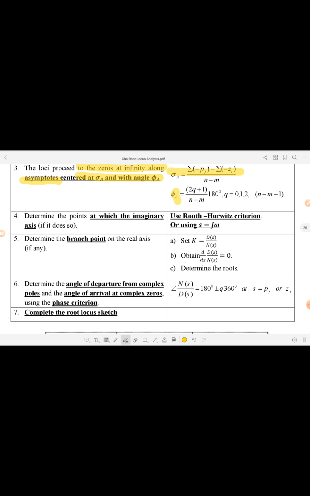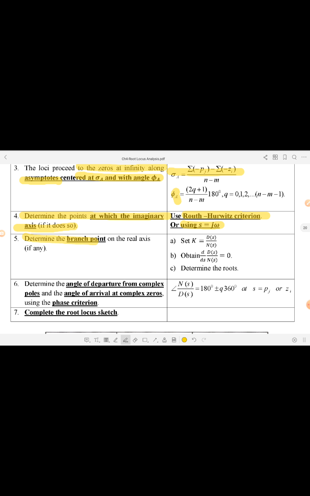And in the next step we should determine the imaginary axis crossing, if the root locus will cross, and we have covered two approaches. One of them is using the Routh stability, and the other, which is more complicated and not preferable for us, is by letting s equal to j omega.